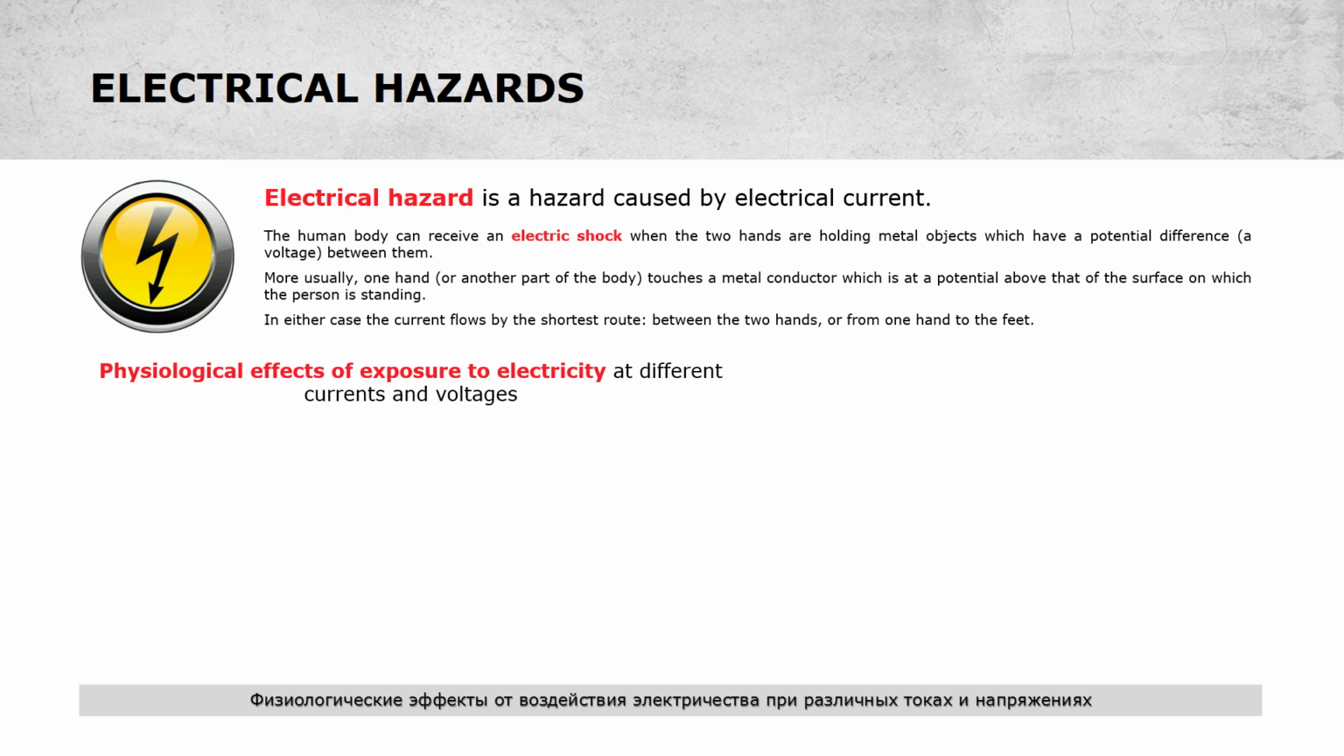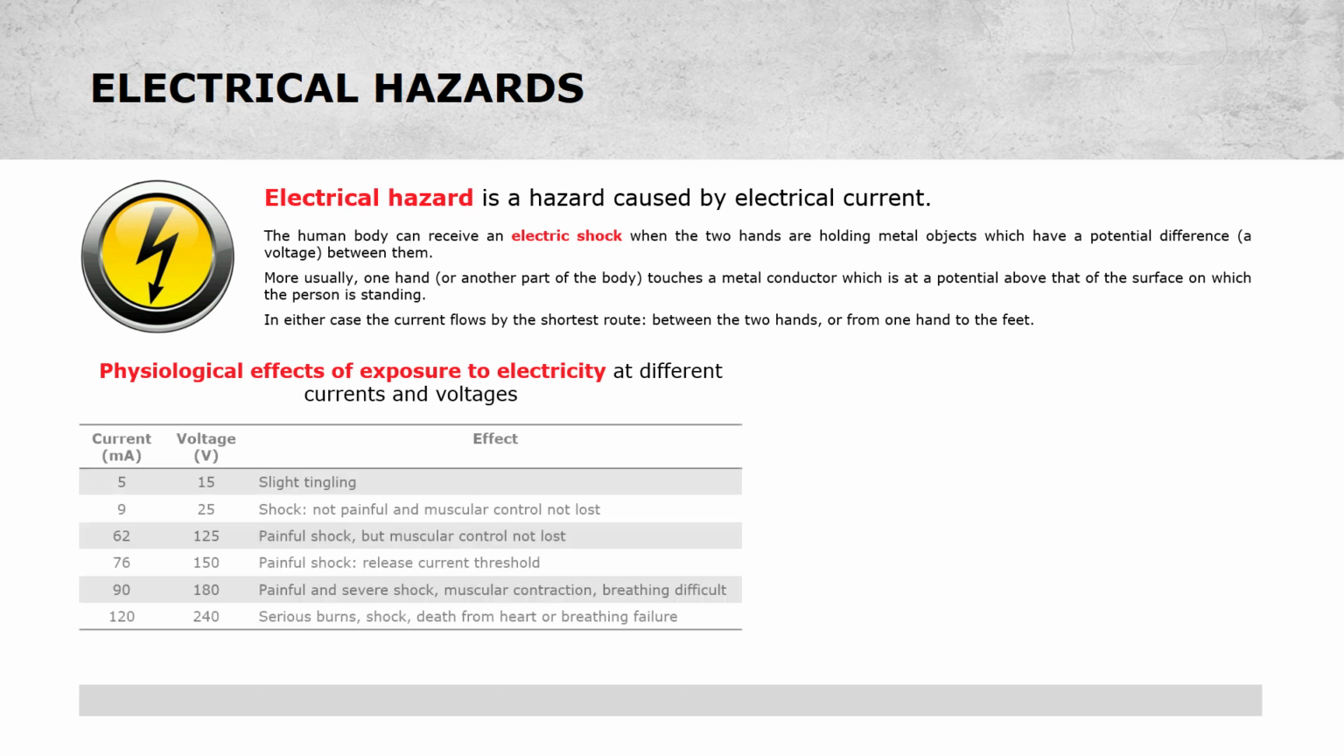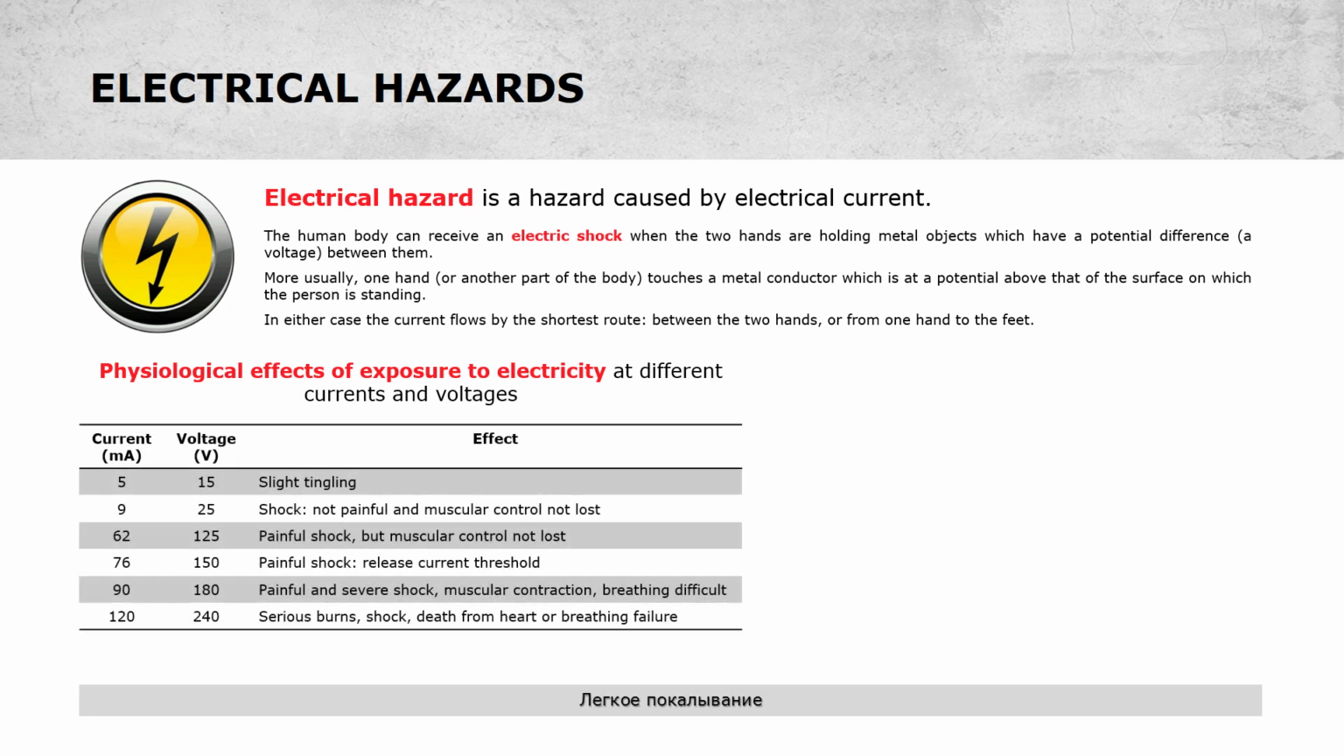Physiological effects of exposure to electricity at different currents and voltages. Slight tingling. Shock. Not painful and muscular control not lost. Painful shock, but muscular control not lost. Painful shock. Release current threshold. Painful and severe shock. Muscular contraction. Breathing difficult. Serious burns. Shock. Death from heart or breathing failure.